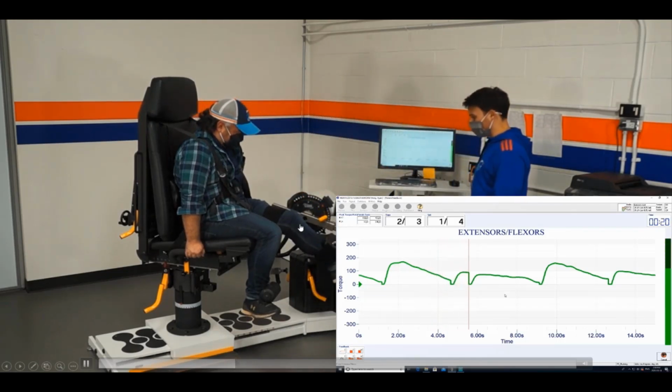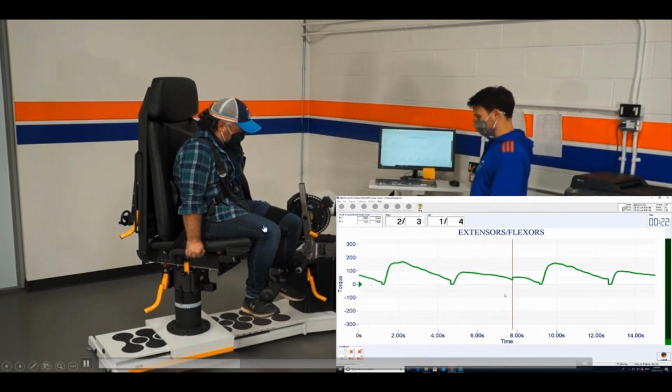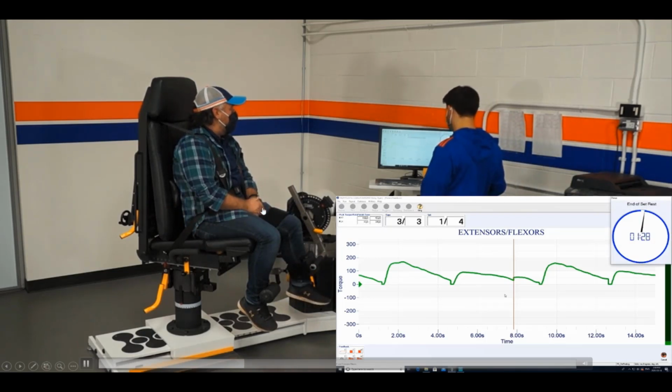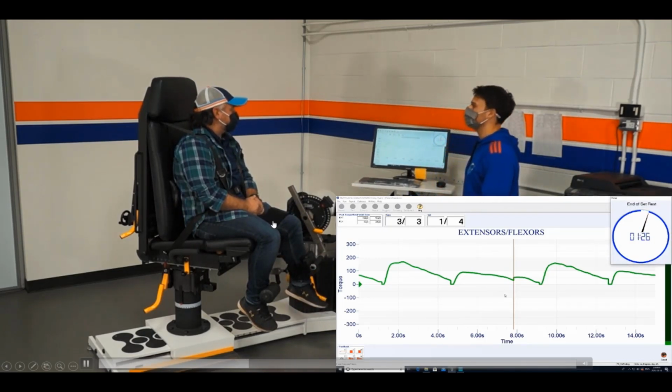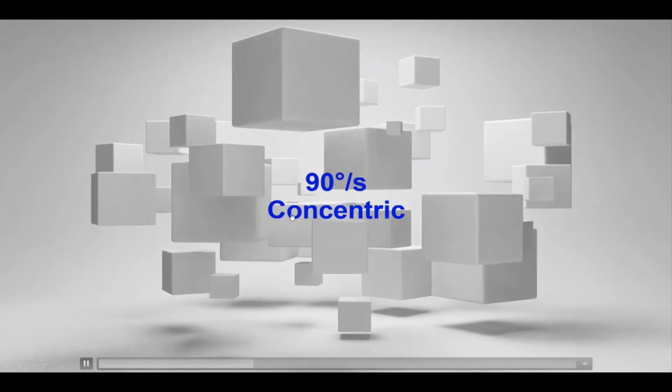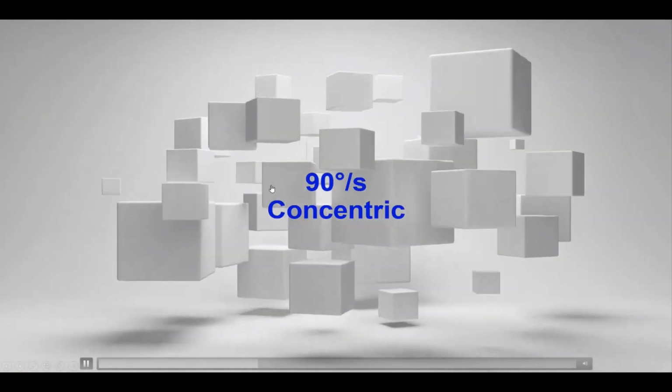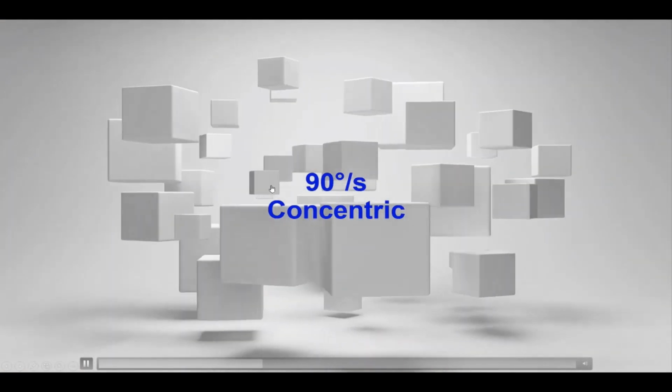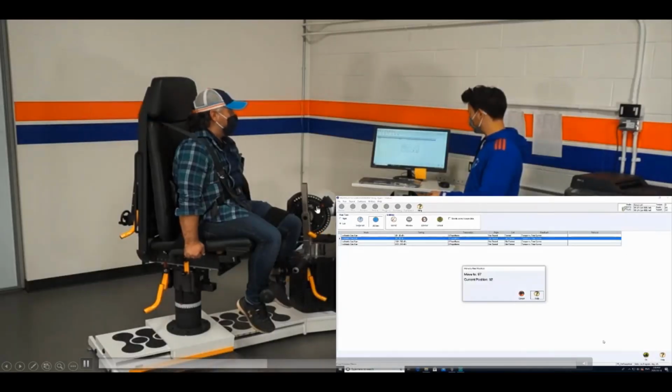So he's pulling back with his flexors here, and then he was extending with his extensors. So we got 3 reps in there, absolutely maximally. Then we're going to move up a speed to 90 degrees per second. And so he's going to pull back to start it.